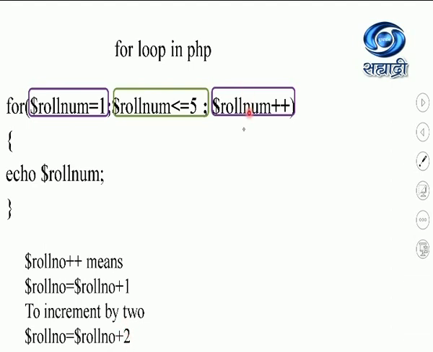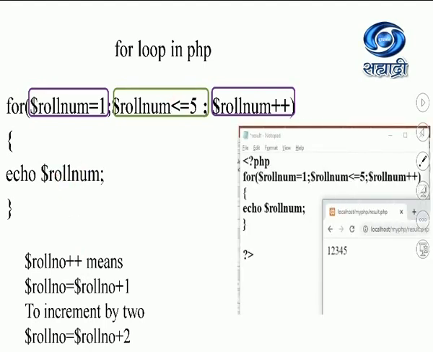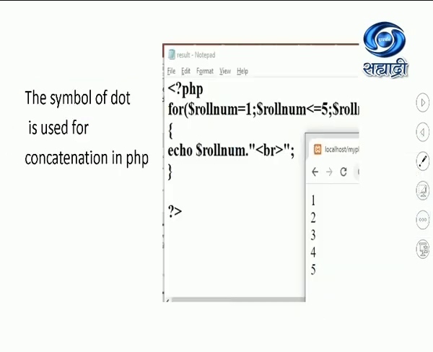Students, after increment or decrement, again it checks the condition. So roll number will become 2 and 2 is less than 5. So it is going to print 2 over here. If I execute this program like this, I will be getting output something like this. When it becomes 6, so 6 is less than or equal to 5 will become false and it will come out of the loop.